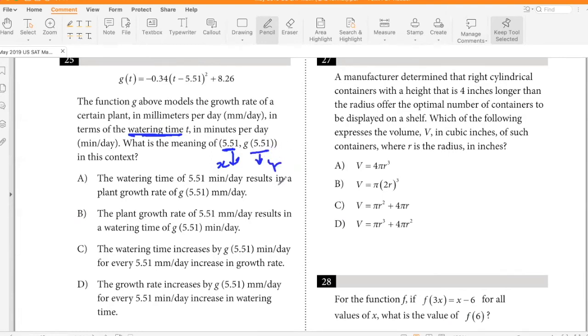So when the watering time is 5.51 minutes per day, the growth rate of the plant would be G(5.51). So the watering time of 5.51 minutes per day results in a plant growth rate of G(5.51) millimeters per day. A.